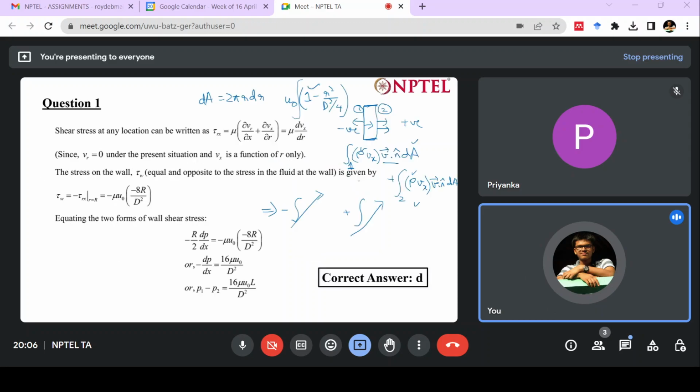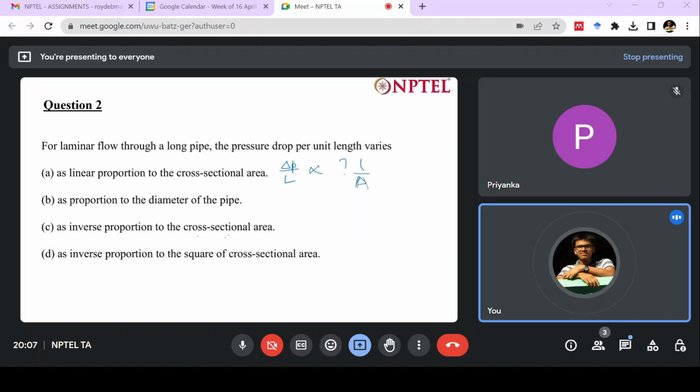And we can see in this question, this is 1 by d square, right? The pressure drop divided by L is proportional to 1 by d square, that is 1 by diameter square. And diameter square is proportional to area. So this is inversely proportional to cross sectional area. This is correct. And it will be inversely, it won't be proportional.